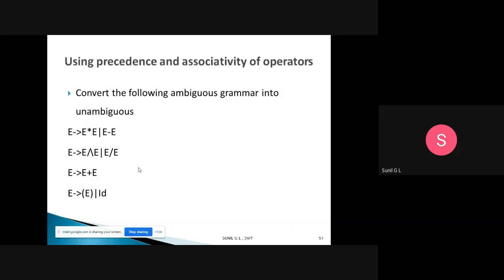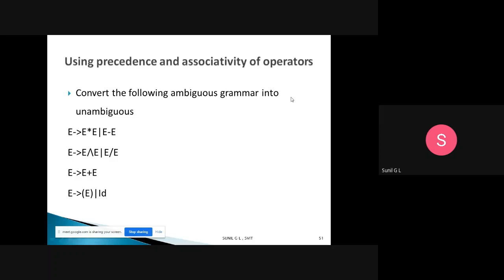Okay, so here we already know the precedence and associativity of operators. Suppose you have the arithmetic operators plus, minus, division, multiplication. Multiplication and division have higher priority than plus and minus. So we are taking one example, and we will discuss how to convert that ambiguous grammar to an unambiguous grammar.